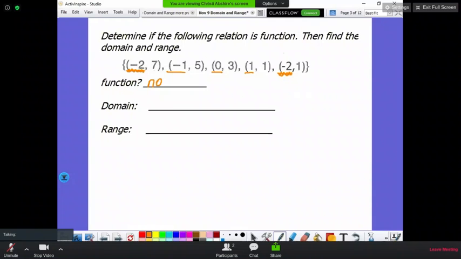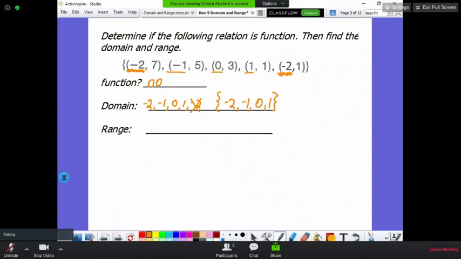However, I can still list the domain. The domain is the set of the x values, or the first numbers in the ordered pairs. First, I'm going to do scratch work. I'm just going to list them: -2, -1, 0, 1, and -2. It is preferred that you put them in order of least to greatest, and you do not have to put repeats. So I do not have to put the -2 again since it's already in there once. So I'm going to list them as a set from least to greatest: -2, -1, 0, and 1.